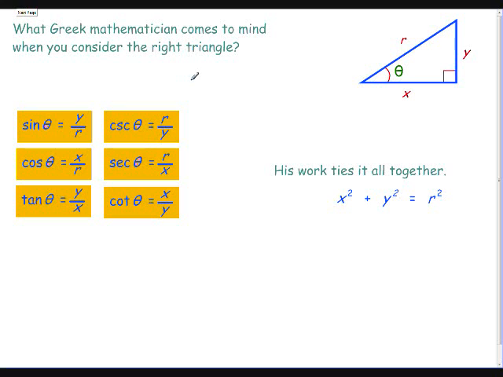What Greek mathematician, you know this one, comes to mind when you think about a right triangle?